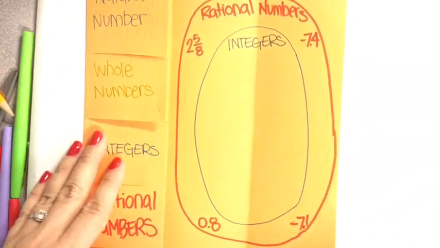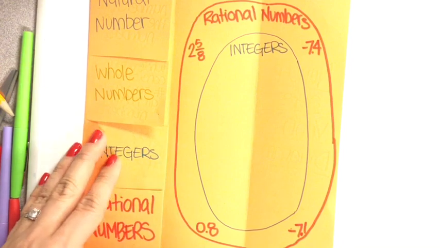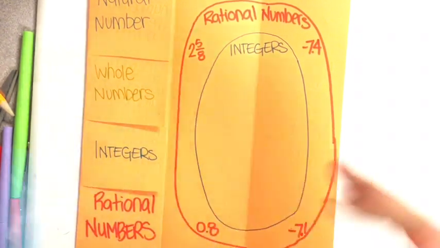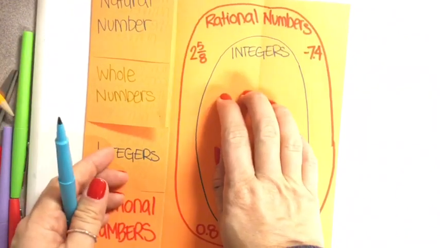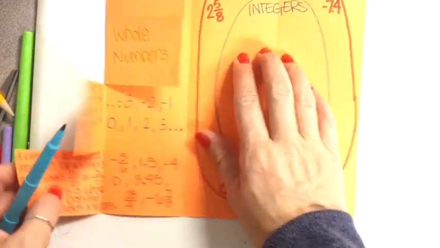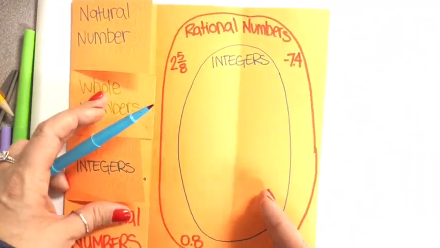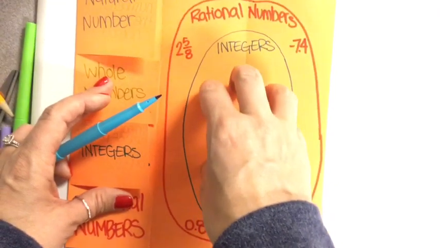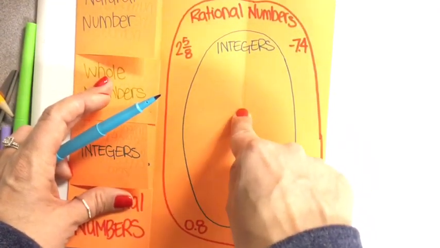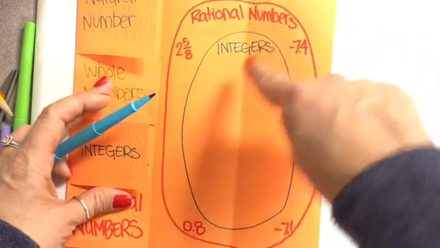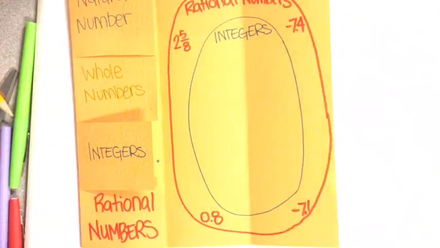Notice that my integer bubble is completely inside the rational number bubble, and that's important because rational numbers include integers. It says right here in your definition, includes integers. So I don't need to make this bubble outside or just partially in rational numbers. I need it to go fully inside them because all integers are also rational numbers. What's not true is that all rational numbers are integers. So you have to go from the inside out.